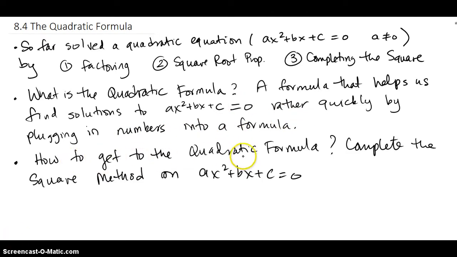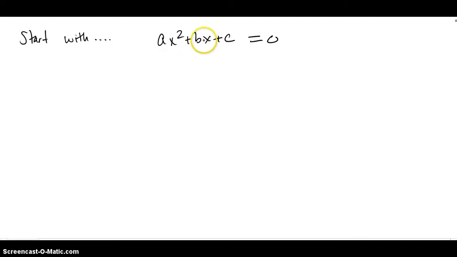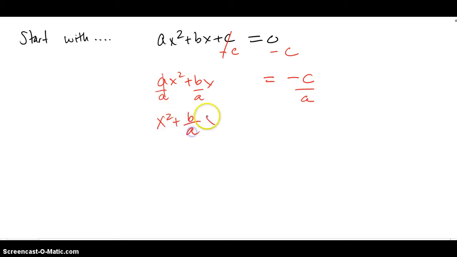How to get the quadratic formula? Well, we get it by completing the square method used on this general equation. So let's get started. We're going to start with this general quadratic equation. We're going to move the constant to the other side. Remember, leave some space because you're doing completing the square. The leading coefficient is a. We want it to be 1, so we divide everybody by a. Now the leading coefficient is 1, and we have negative c over a.